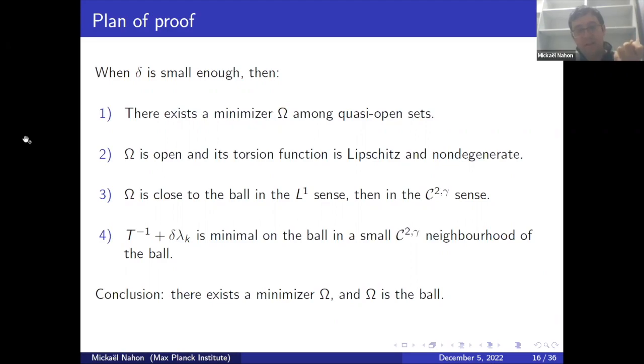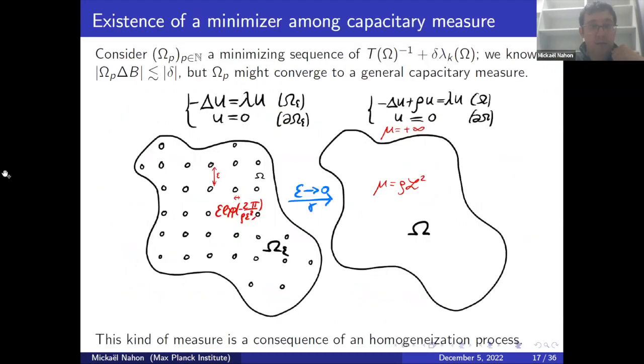And finally, as I said earlier, this functional, when you are only in a very smooth and very small neighborhood of the ball, is still minimal at the ball. And so you see that there exists a minimizer omega. We prove that omega is very close to the ball. And then we proved that very close to the ball, the minimizer has to be the ball. So the conclusion is that when delta is small enough, the minimizer of this functional is exactly the ball. Okay, so I will give a few details for each step, more or less.